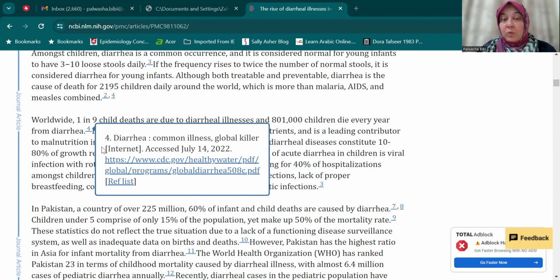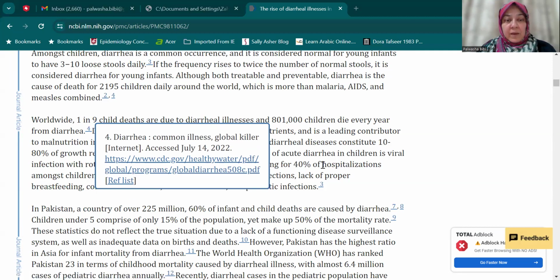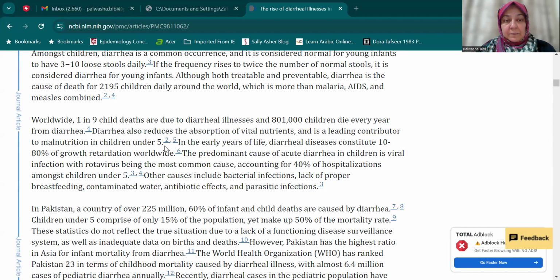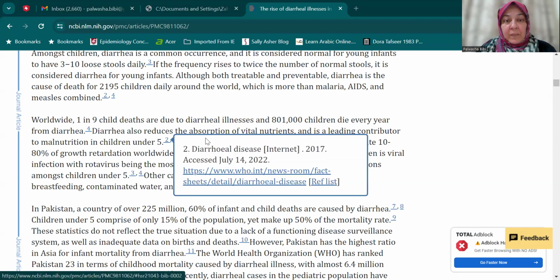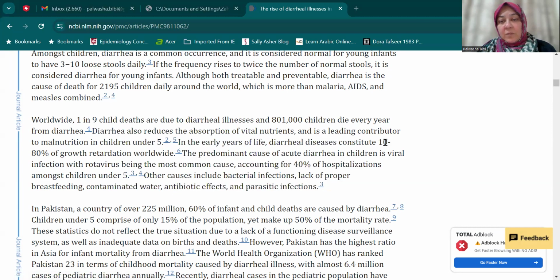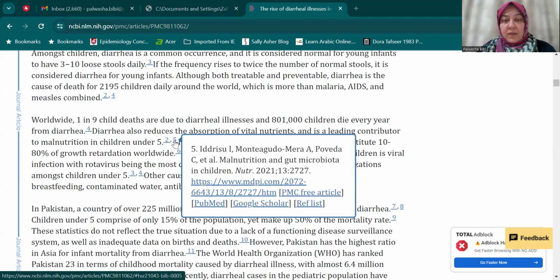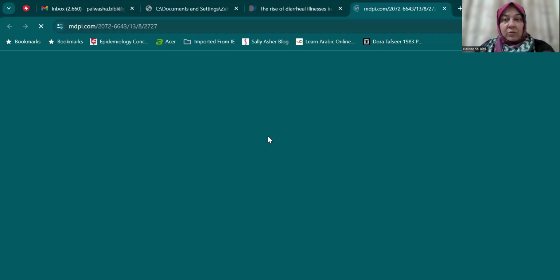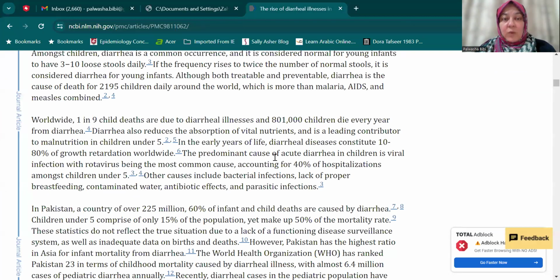So he's quoting a good article that came out, it was accessed. I don't know when it was published, but it's there in the references. And then, it's a contributor to the malnutrition in children. And again, he gives an article that came out in an international journal, Nutrition 2021, and he gives a reference. So whatever he is saying, he's qualifying it.